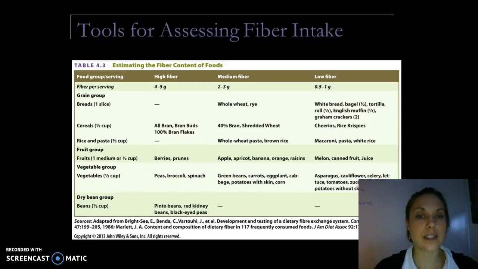You can also estimate the fiber content of food. So a high fiber food has 4 to 5 grams per serving. A medium fiber food has 2 to 3 grams per serving, and a low fiber food has 0.1 or 0.5 to 1 grams per serving. And as you can see here, spanning across all of the different food groups, a variety of different types of foods have different amounts of fiber.